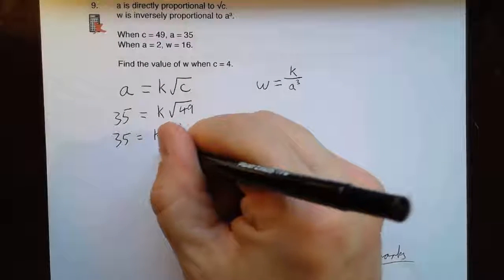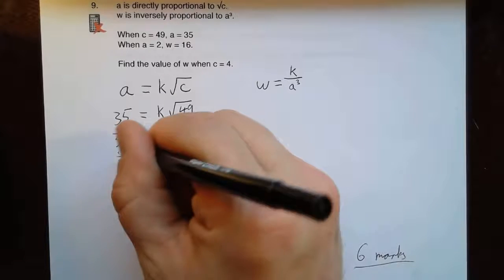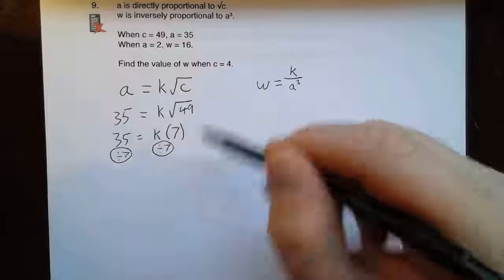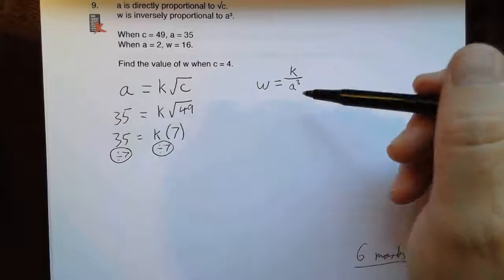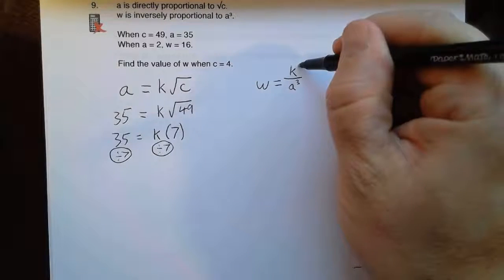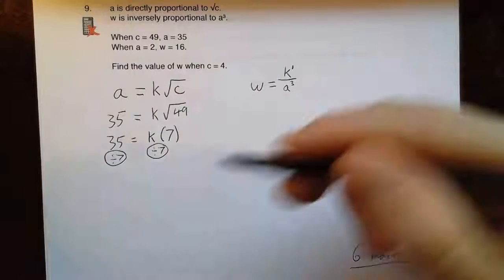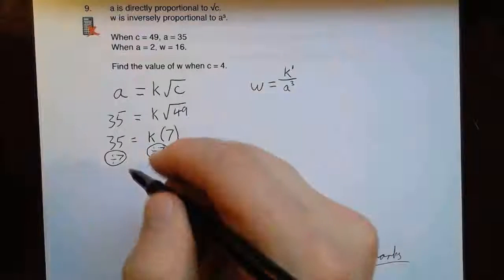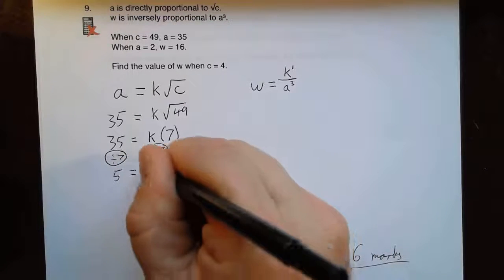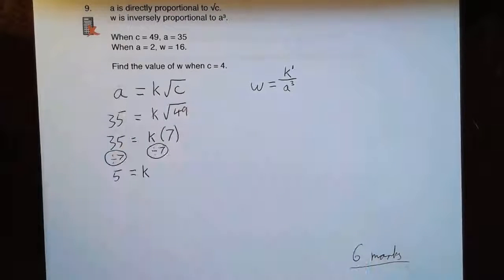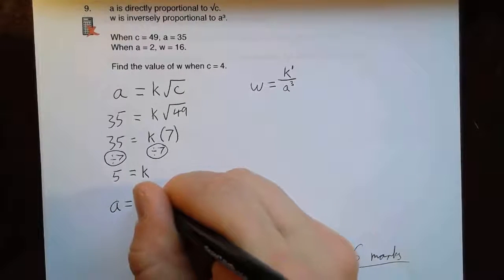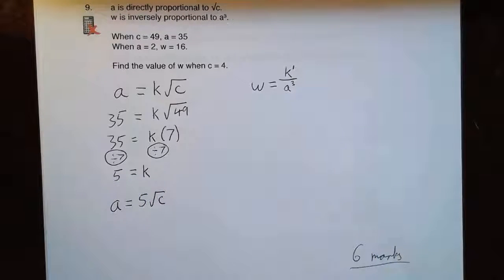And if I divide both sides by 7, I know that my k, so it's a bit confusing because I'm going to have two different k's here, one for this formula, one for this one, so maybe I should have made that clear. Maybe I'll make that k dash just to make it clear that I'm talking about different values of k here. They're not representing the same value. So 5 equals k. This is my constant of proportionality where A is directly proportional to the square root of C. So I'm going to rewrite this as A equals 5 root C.